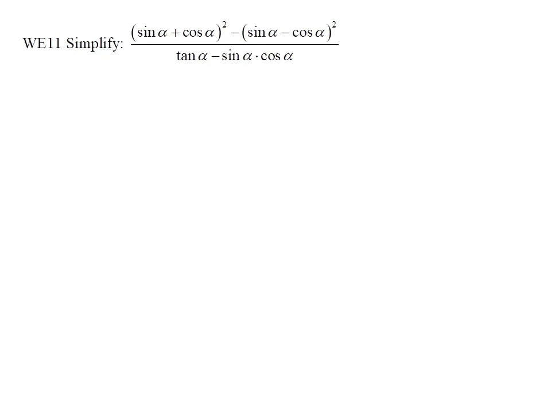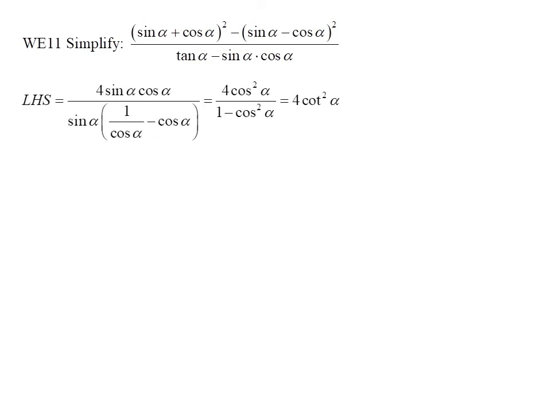Example 11 is to simplify a trigonometry expression containing sine alpha, cosine alpha, and tangent alpha. After careful observation, we find that the two complete squares in the numerator may be simplified after being expanded. So the numerator is simplified to 4 sine alpha cosine alpha.